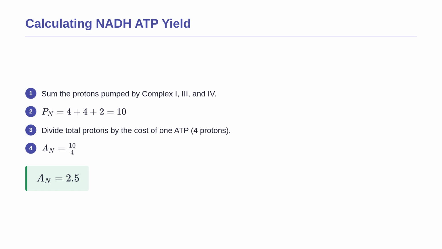Next, since it costs 4 protons to manufacture a single ATP molecule, we must divide our total proton count by 4. 10 divided by 4 gives us our final answer. This means we get a theoretical yield of 2.5 ATP molecules for every NADH that enters the respiratory chain. This high yield makes NADH a very valuable energy carrier.